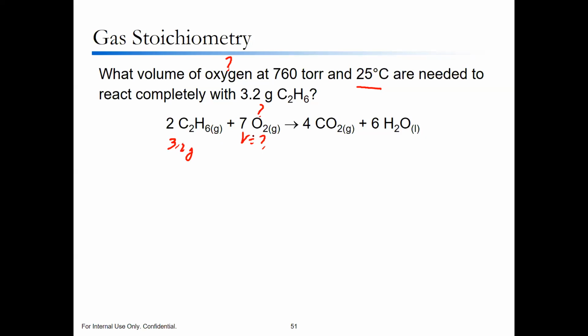But then how much oxygen do I need? 2 of this will need 7 of oxygen. What does that 2 and 7 mean? It means moles. So I got to convert that 3.2 grams into moles of this. Once I know the moles of my ethane, then I can figure out how many moles of oxygen I need. Once I have the moles of oxygen I need, then I can calculate the volume of oxygen. Okay? So write down what we know. Mass, temperature, pressure.